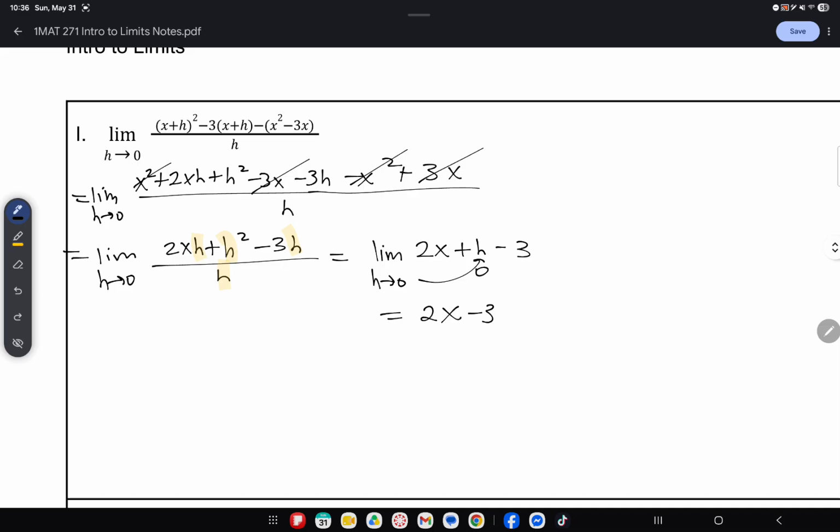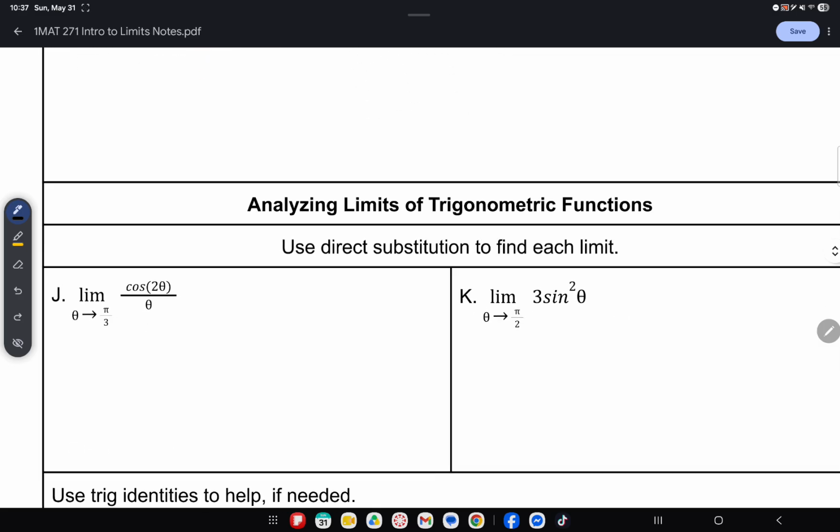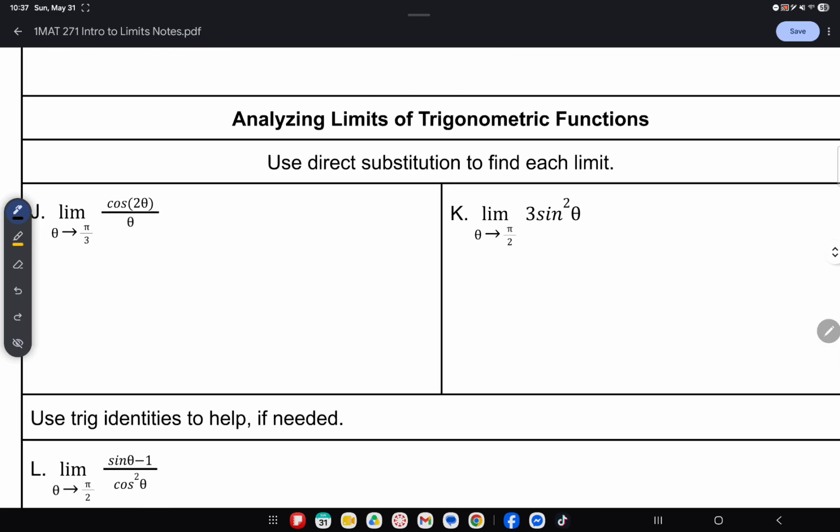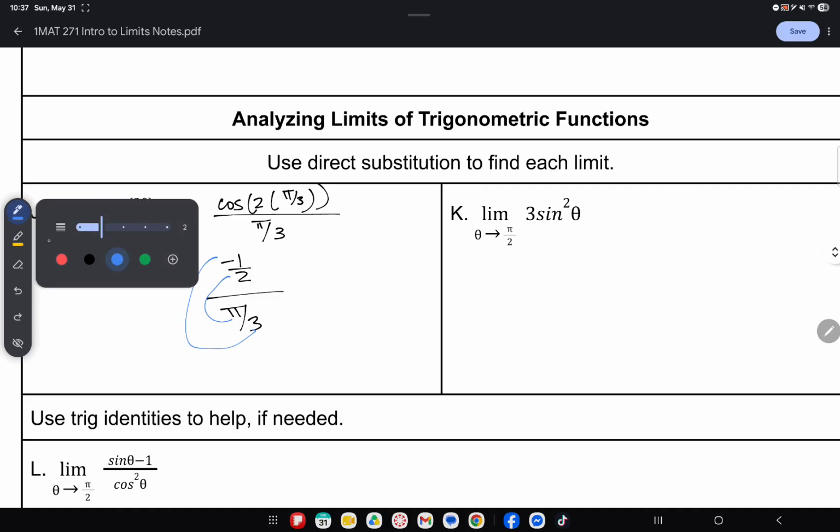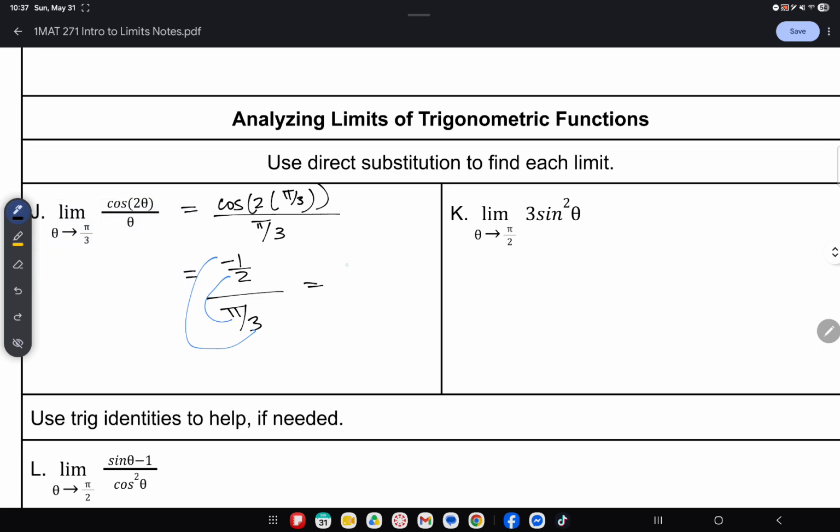And I lied, there's 2 pages left. Trig. Got some trig functions here. So use direct substitution to find the limit. All right, so cosine of 2 times pi over 3 over pi over 3. So let's see. Cosine of 2 pi over 3 is negative 1/2 over pi over 3. It's a fraction over fraction, so big C over little c to give me negative 3 over 2 pi.